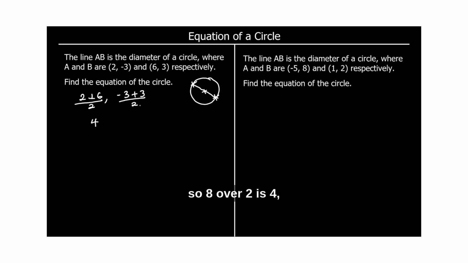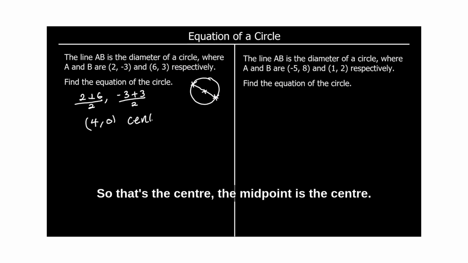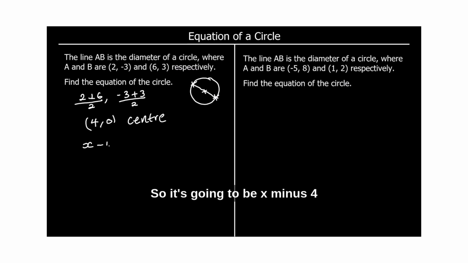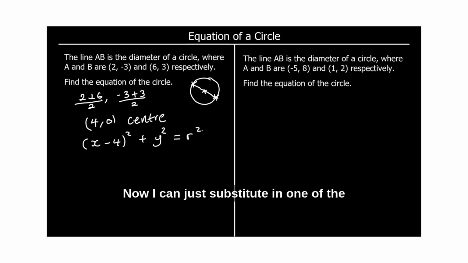So 8 over 2 is 4. 0 over 2 is 0. So that's the center. The midpoint is the center. So it's (x minus 4) squared plus y squared equals the radius squared. Now I can just substitute in one of the points. So any point on the circle, you can substitute into the equation.